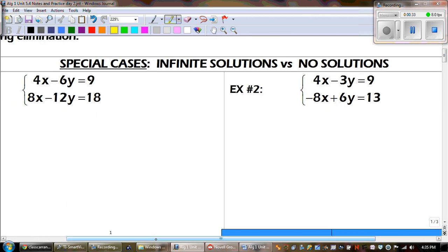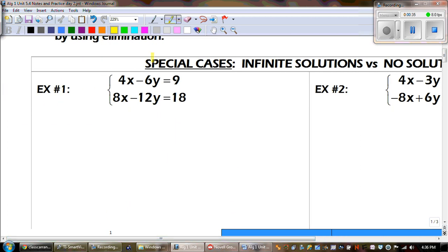Example number 1. Now, we talked about how we need to find something to cancel out, either the x's or the y's. It doesn't matter which one. We have to find the LCM, the lowest common multiple, and they need to be opposites. So what I'm going to eliminate are the x's. If I'm going to eliminate the x's, I have to multiply the top by what?